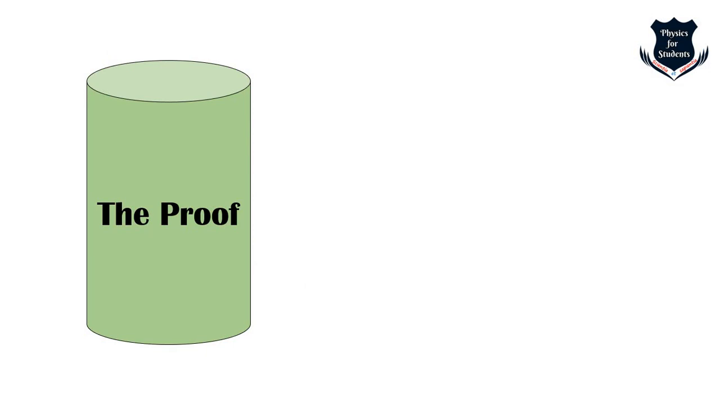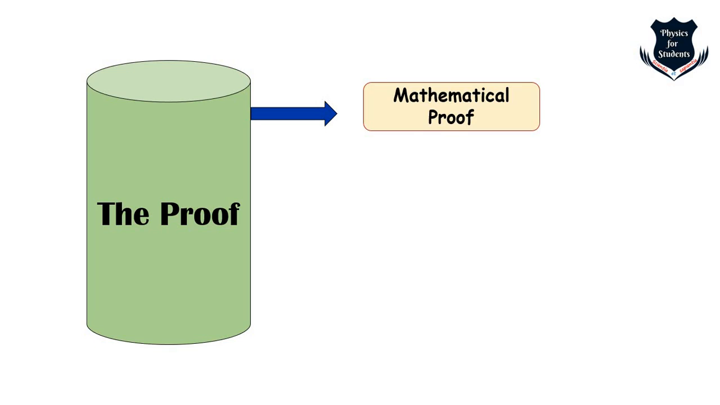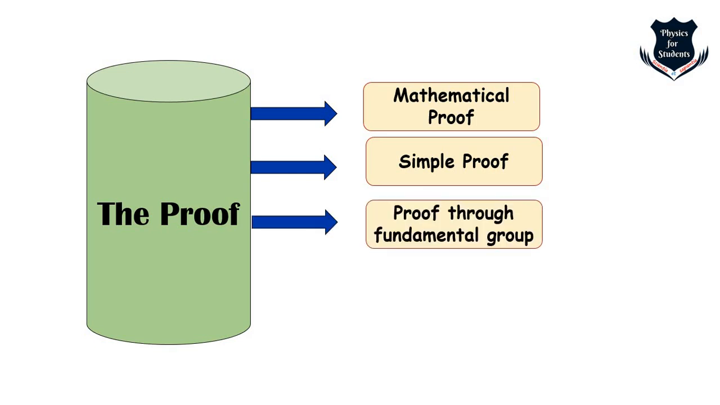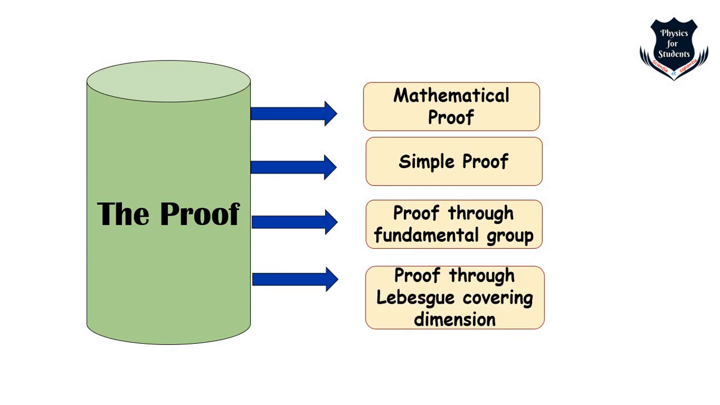So my approach would be, first I will show you a mathematical proof. Then I would like to show you a simple proof, which is just an intuitive understanding. Then I would like to go for a proof through the fundamental group. I assume that the viewers know in topology what a fundamental group is. And then I will prove the same thing through the Lebesgue covering dimension. So these are the fourfold approaches that I would be taking forward in this video. The basic reason is to make you all aware of the mathematical part, and a simple and yet intuitive approach for this particular question.